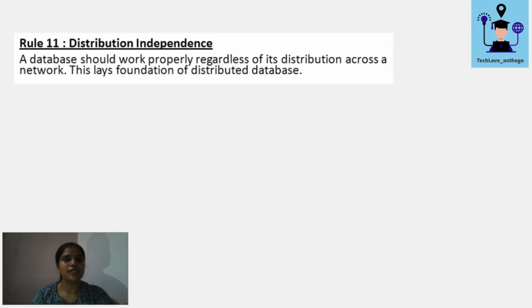Next, the 11th rule is distribution independence. A database should work properly regardless of its distribution across a network. This lays the foundation of distributed database. That means if I am working on a network and the database is distributed, then it should work as it works in the centralized mode.